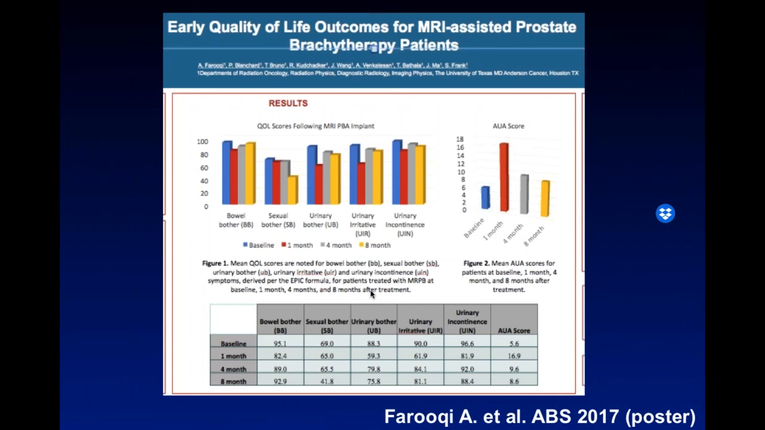We've looked at early quality of life outcomes. This was just presented by Dr. Faroki, one of my residents, to show what these outcomes for MRI-assisted radiosurgery or prostate brachytherapy are even out to 8 months, and shows the AUA score at baseline is about 6 and roughly about 8 at 8 months.